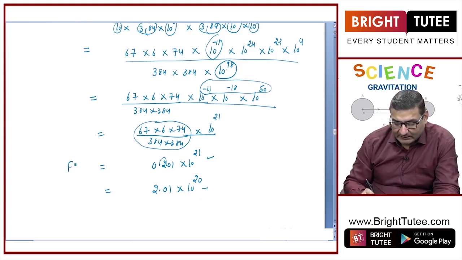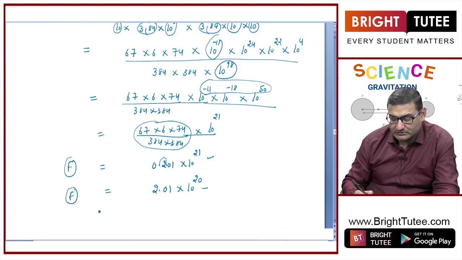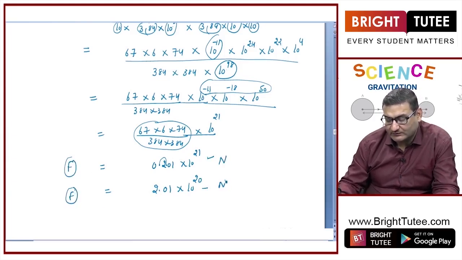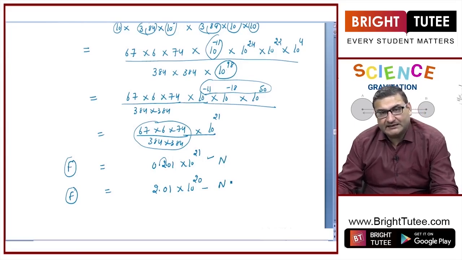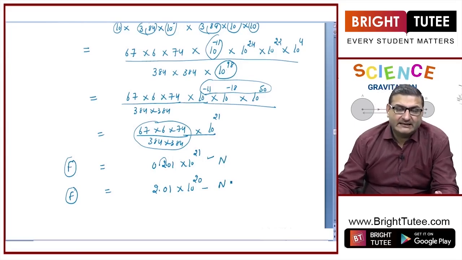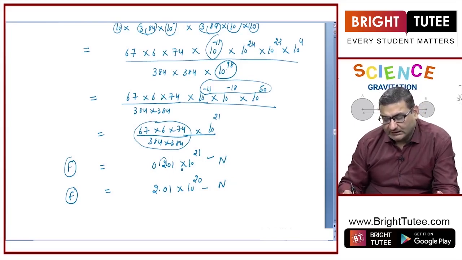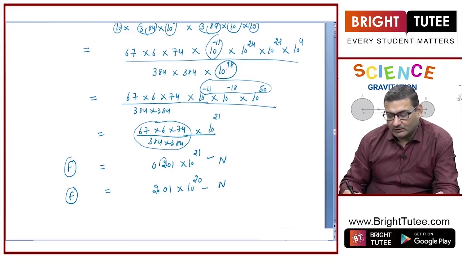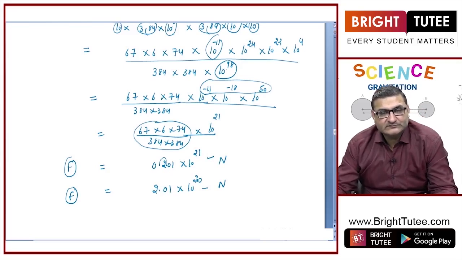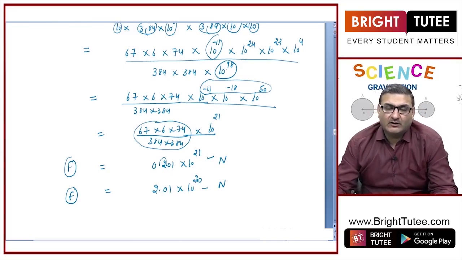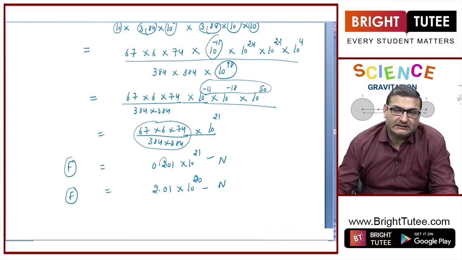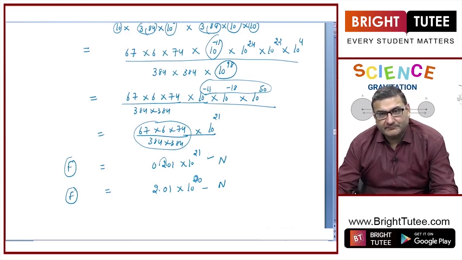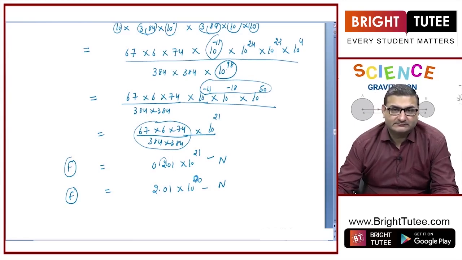And since we are calculating what? We are calculating the force. So, the SI unit of force, we know, is Newton, represented by capital N. Therefore, we say that this is our answer, the force of 0.201 into 10 to the power 21 Newton, or 2.01 into 10 to the power 20 Newton. This is the force which is exerted on the moon by the earth, and it is because of this force that the moon is revolving round the earth. Got it?